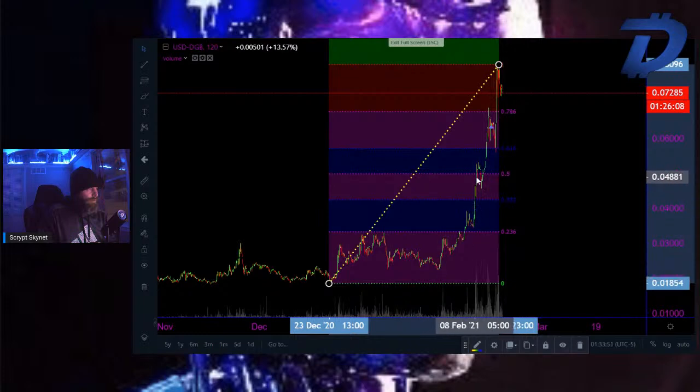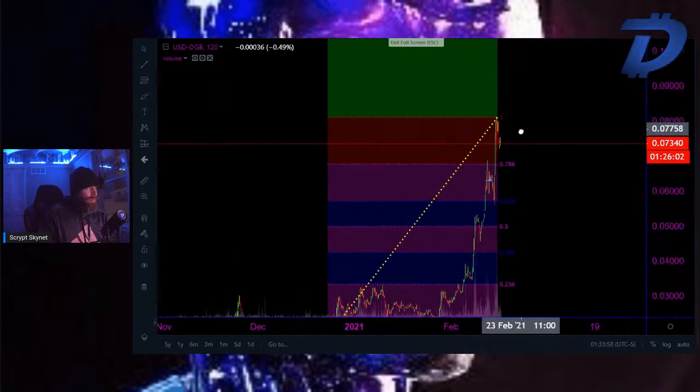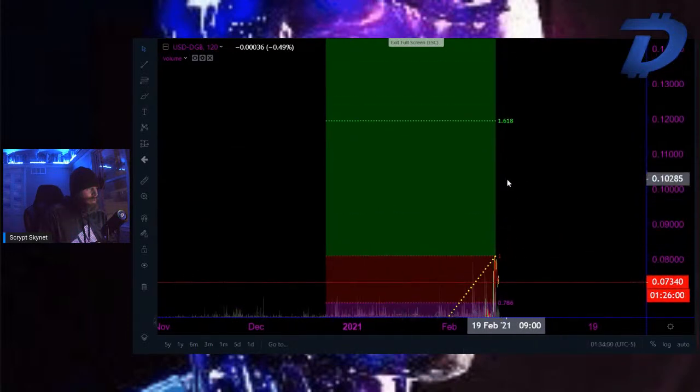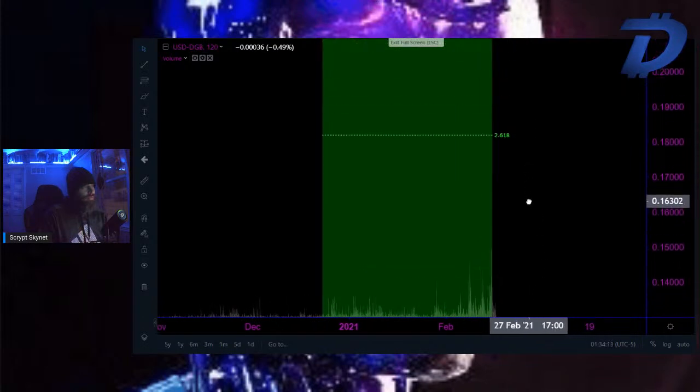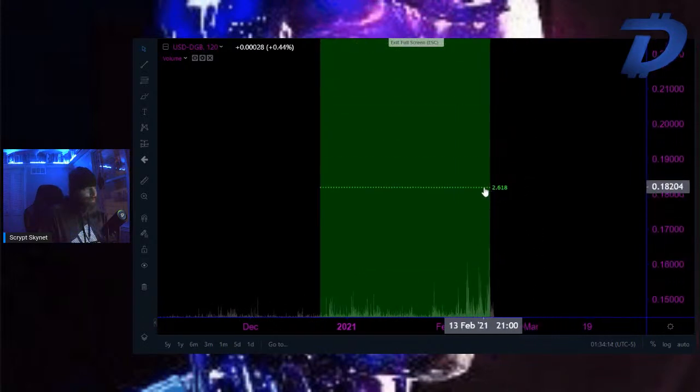There we are. What's the target? 11 cents, almost 12 cents. Yeah, you can pretty much call this 12 cents. What's the target above that one? If it continued to go absolutely haywire, there's 18 cents.